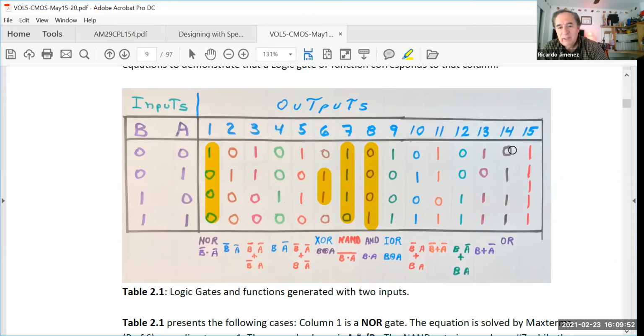Now there is the OR gate. The OR gate does the sum of these two. When A or B are 1s, when A is 1, the output is 1, or B is 1, 1. When both are 1s, it is 1. So, or you can say 0 plus 0 is 0, 0 plus 1 is 1, 1 plus 0 is 1, and 1 plus 1 is equal to 1.